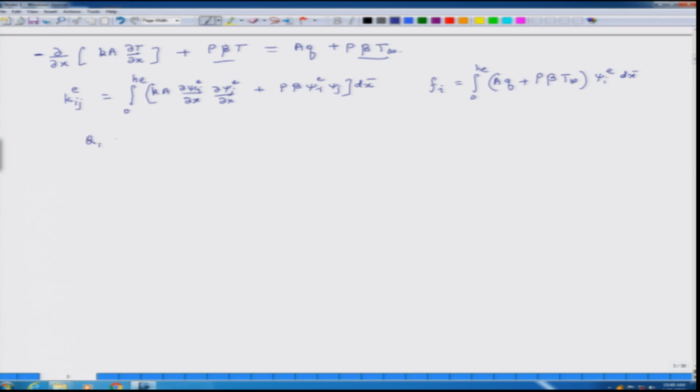And then the Q's, Q1 was Ka del T over del X, and there is a minus sign here at X bar equals 0, and Q2 for the eth element is exactly the same relation, but with a positive sign and evaluated at X bar equals He, and these are all X's in the local coordinate system. So, I am not using X, but I am using X bar.